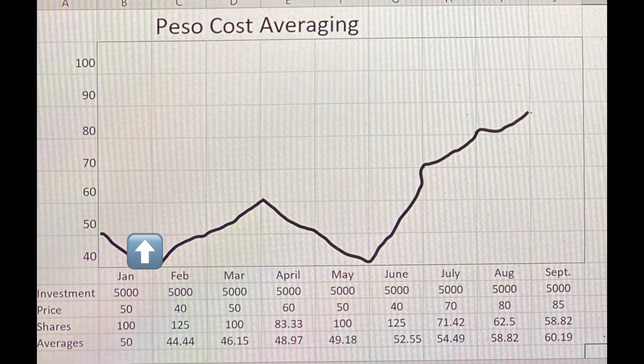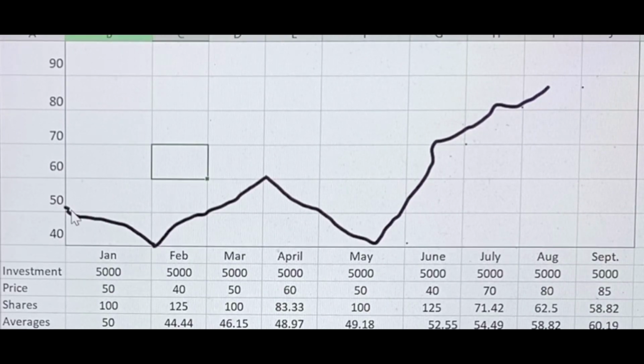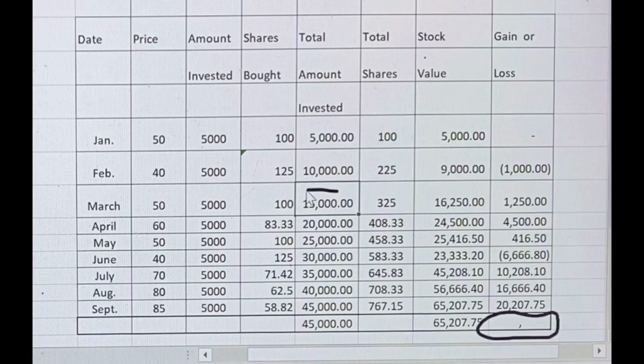Checking the chart, we see that the price is moving back up towards its original price in January. Makikita natin dito na nasa isang level ang January at March. Checking the table, we see here that we have now accumulated a 15,000 investment and have accumulated 325 shares.